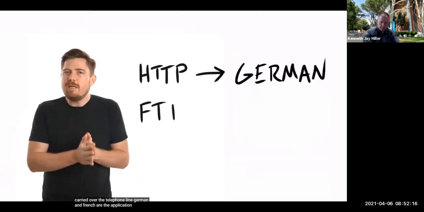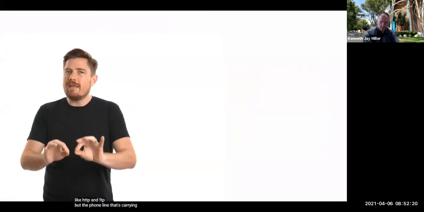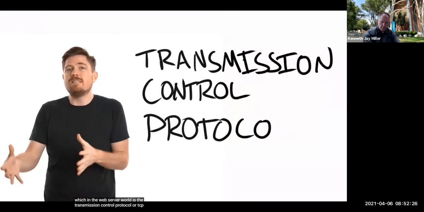Let's go back to Jim and Jane for a second. Think about how they speak different languages, French and German, in our latest hypothetical, but both of their voices are carried over the telephone line. German and French are the application protocol, like HTTP and FTP, but the phone line that's carrying their voice, that's the transport layer, which in the web server world is the Transmission Control Protocol, or TCP.